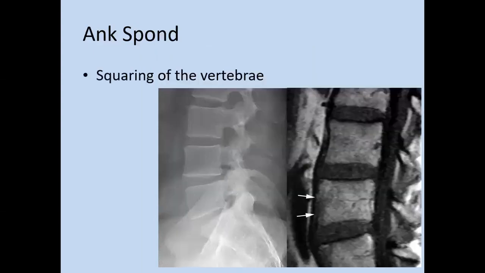Okay. Sorry, lumbar spine MRI showing early syndesmophyte, ligamentous calcification. Yes. Anterior longitudinal ligament. Yeah. Anterior longitudinal ligament. Yes.